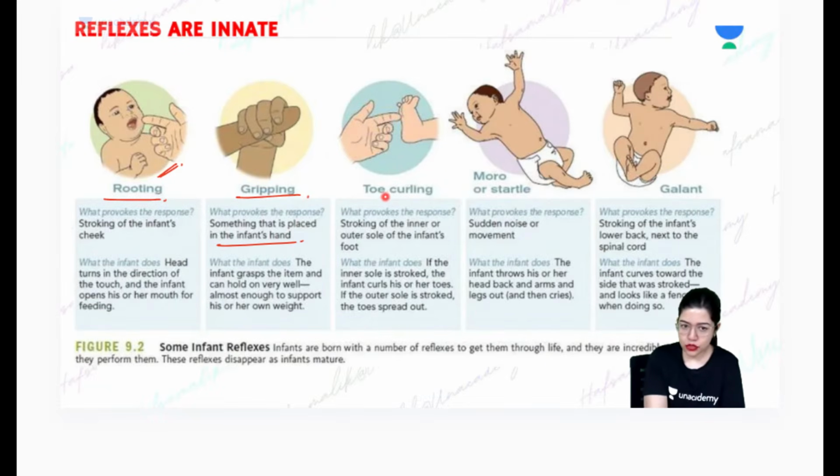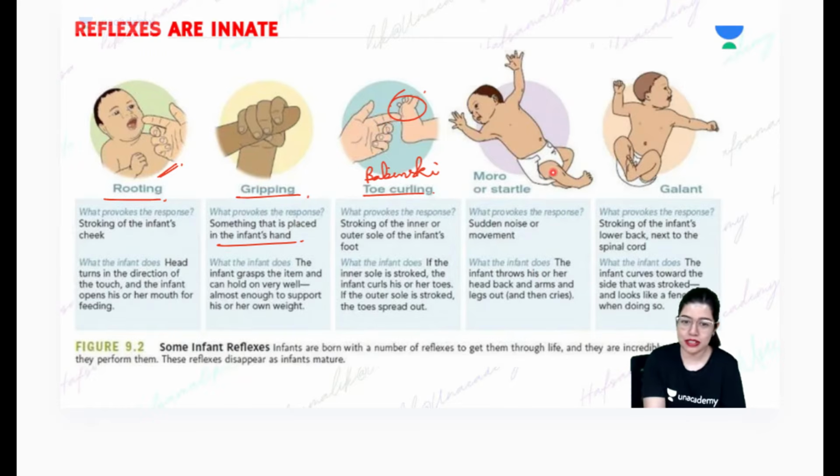Toe curling reflex. This is also known as the Babinski reflex. And the hold is strong. Yes, absolutely. It's so adorable. So stroking the inner or the outer of the sole. What happens in the Babinski reflex is if you stroke the sole of the foot like this, the foot sort of opens up. The toes open up. So like this.